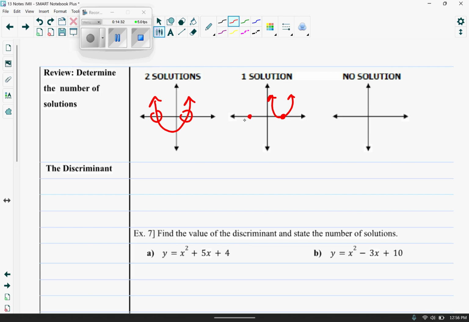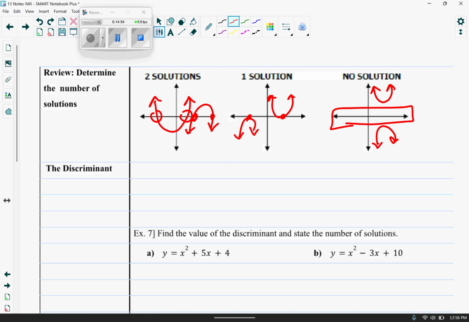It can be open up or it can be open down. Same thing over here. You could do another one, a different one, like this. It touches it twice. Either way, opening up or opening down touches twice. Opening up or opening down touches once. No solution has to either be up top or down below, but it will never touch the x-axis. This would be no solution.